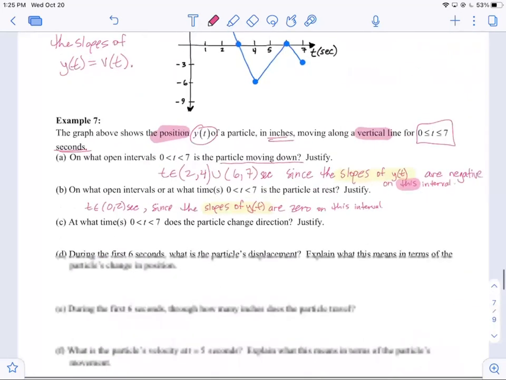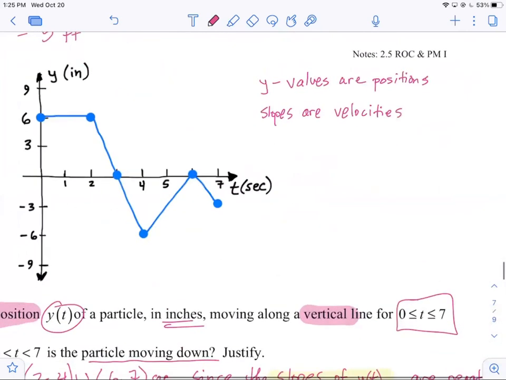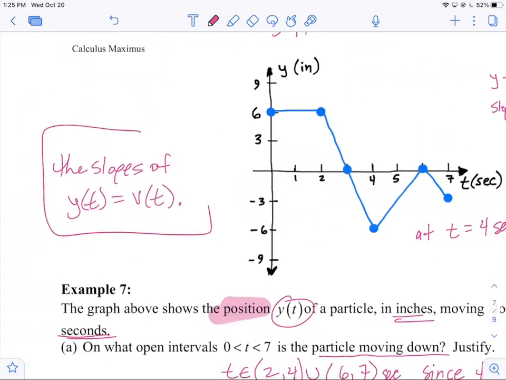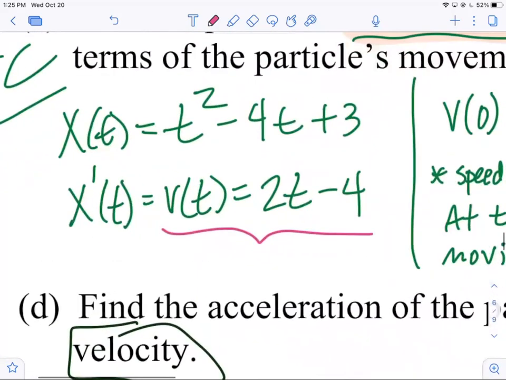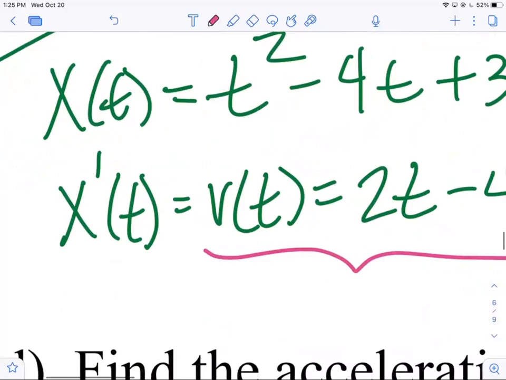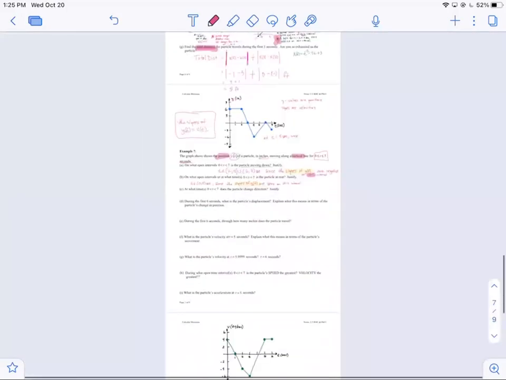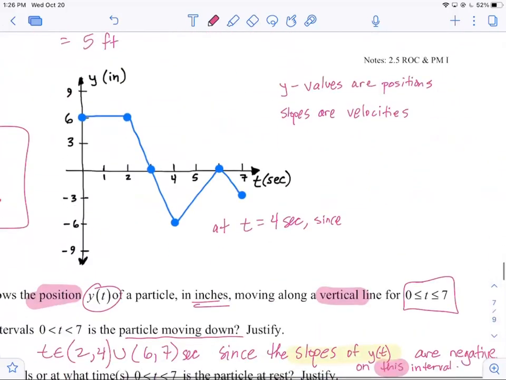Particle changes direction. It's the only question they're asking, so I'm just going to go straight to the answer. These aren't intervals. We'll say at t equals 4 seconds, and then I'll justify since v of t. Can I use v of t? Yeah, let's pretend that I did do this. It would be helpful. It's just like on the previous problem where we did x prime of t equals v of t. It's kind of the same idea, so now it saves some writing.